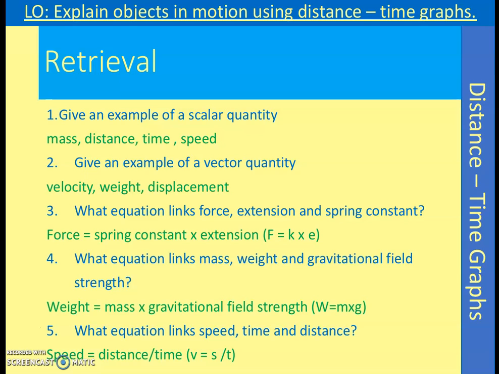So the force F is equal to K by E. The equation for mass, weight, and gravitational field strength: weight is equal to mass times gravitational field strength, W equals m times g. And lastly, our equation for speed is the one you would have done yesterday. Speed is equal to distance divided by time. V for velocity is equal to S for distance divided by T for time. So make sure you've marked all of those using your green pen.